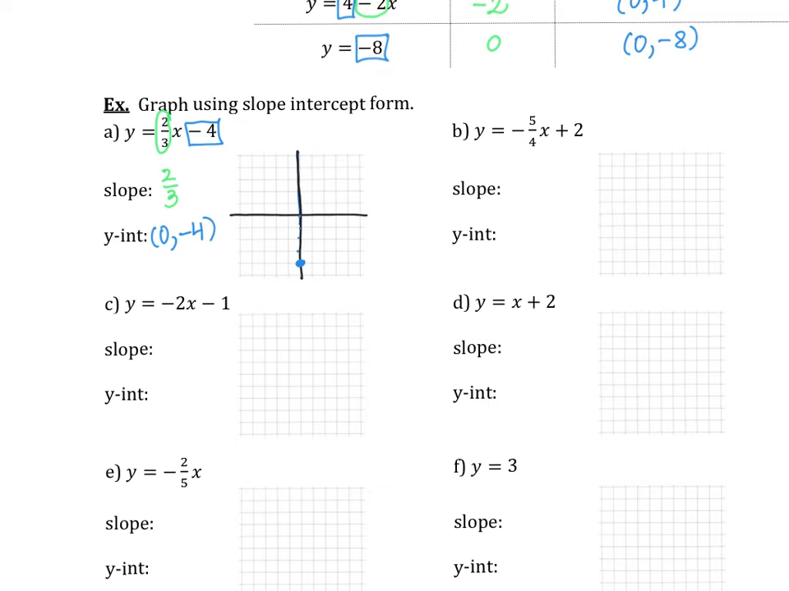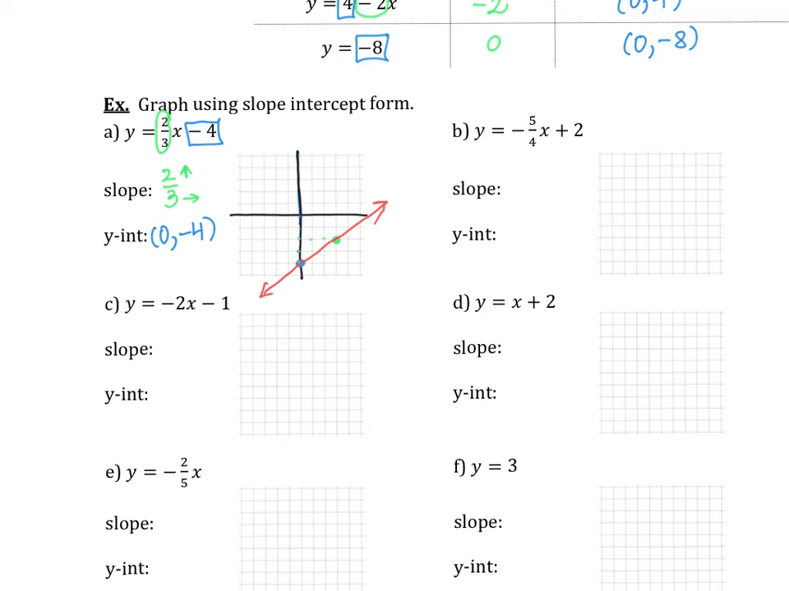The slope is going to tell me how to get to another point on the graph. The slope is 2 over 3, and that should be the rise over the run. So from here, I go up 2, rise 2, run 3, and that tells me how to get to the next point on my graph. I could do it again, but 2 points is enough for a graph. So I'm going to go ahead and draw the line, make it long, and put arrows at the ends.